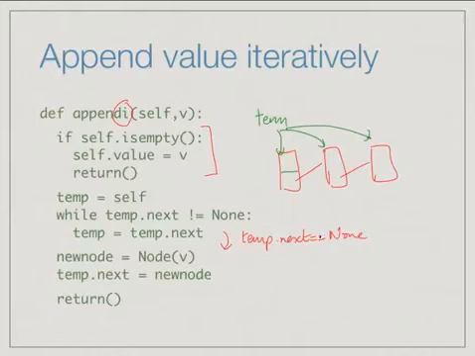At this point, we do exactly what we did in the recursive case. We create a new node with the value v, and we make this last node point to this new node. So we reset next of temp from none to the new node.